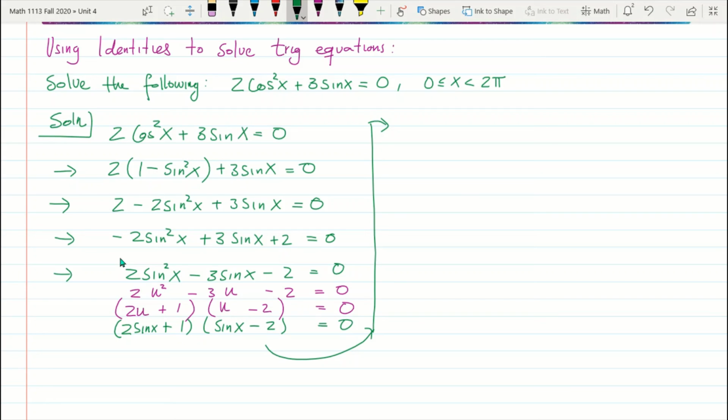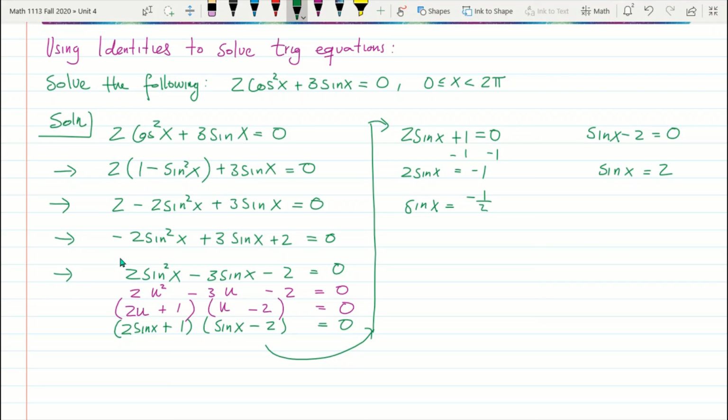Okay, I'm going to split things and set them equal to 0 individually. So I have 2 sine of x plus 1 equals 0, but then I also have sine of x minus 2 equals 0. We were setting each factor equal to 0 on its own. Then I'm going to solve. I have 2 sine of x equals negative 1, so sine of x equals negative 1 half. And then also sine of x equals positive 2.